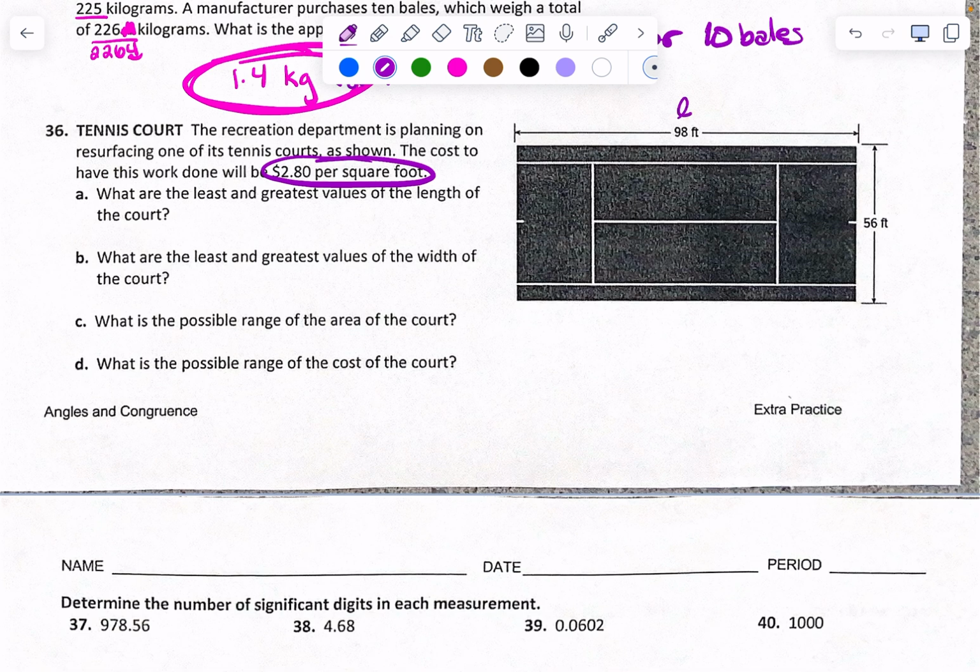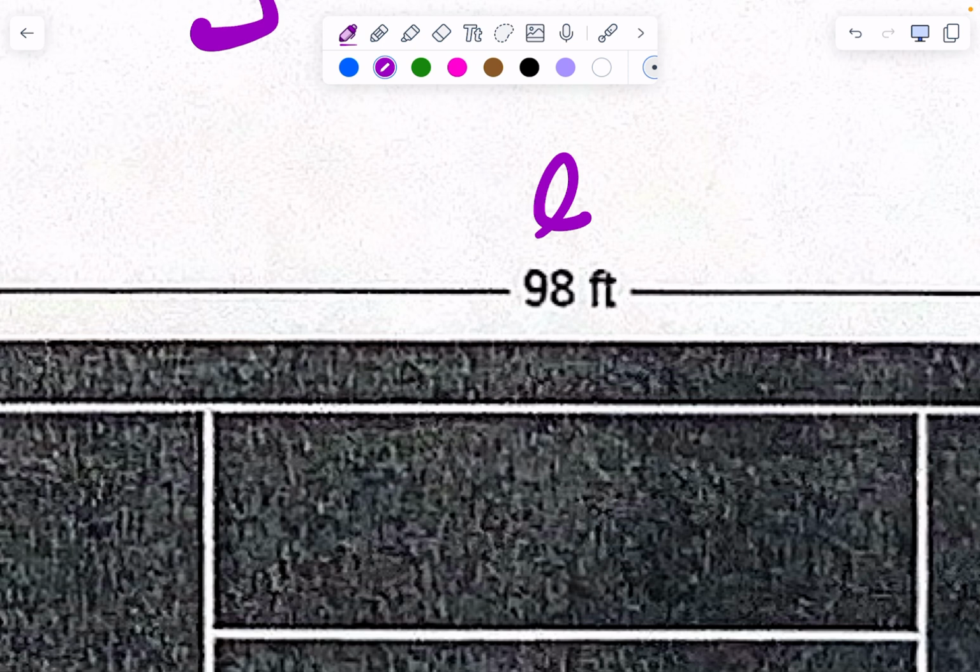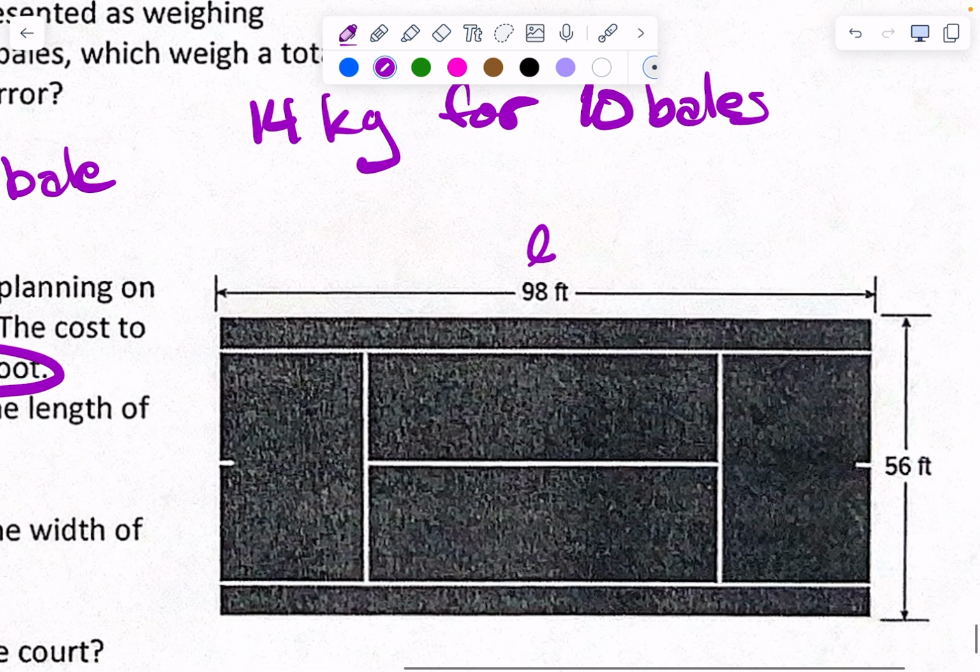The way that this is written, it is measured to the nearest foot, right? 98 feet. That's not 98 feet exactly. We measure to decimals. We don't measure to whole numbers. So did you do 97.5? Okay. All right, so we're measuring to the nearest foot.